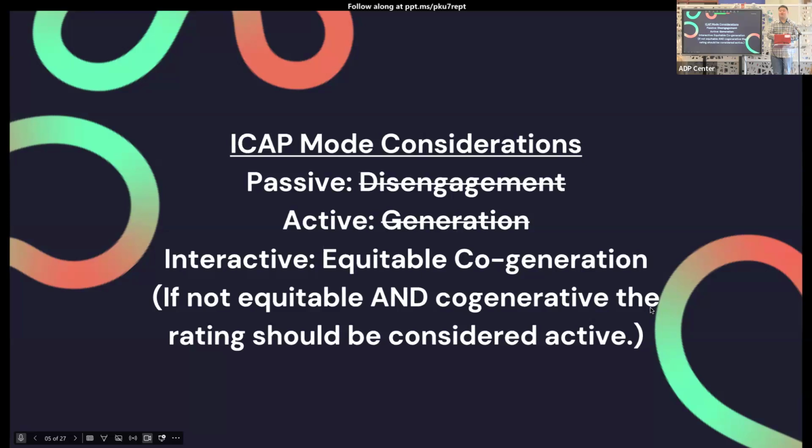because one of the stipulations of interactive mode is that you need to be co-generating everything together, if that makes sense. Or at least you don't have to do all the work, but at least the thought creation, especially brainstorming portions, right? You should all be involved. And yeah, if it's not co-generative, not equitable, it's just active.